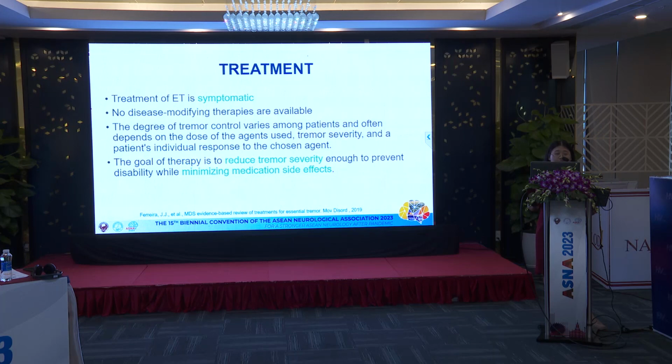Let's move on to treatment. Treatment of essential tremor is symptomatic. No disease-modifying therapies are available. The degree of tremor control varies among patients and often depends on the dose of the agent used, tremor severity, and the patient's individual response to the chosen agent. And the goal of therapy is to reduce tremor severity enough to prevent disability while minimizing medication side effects.